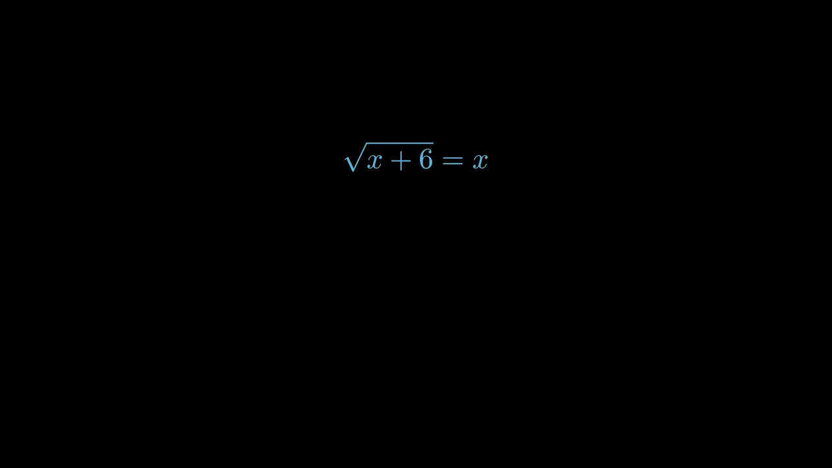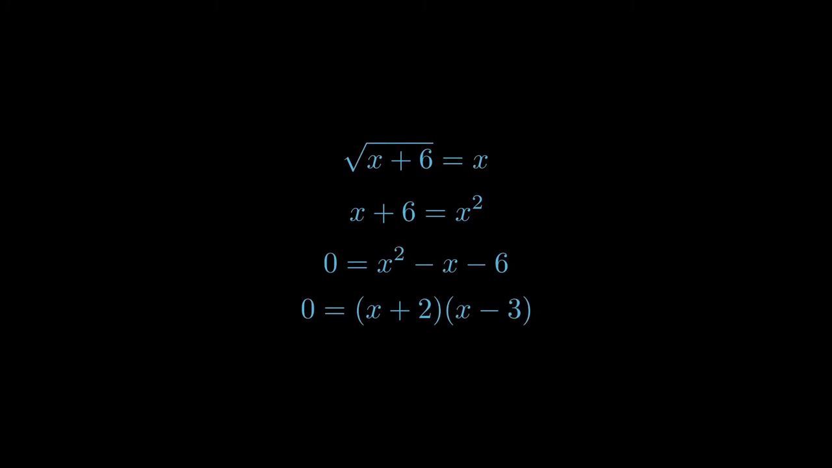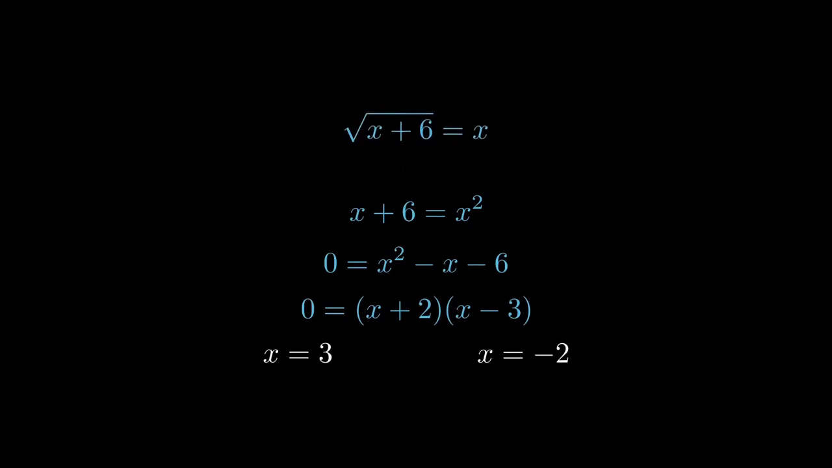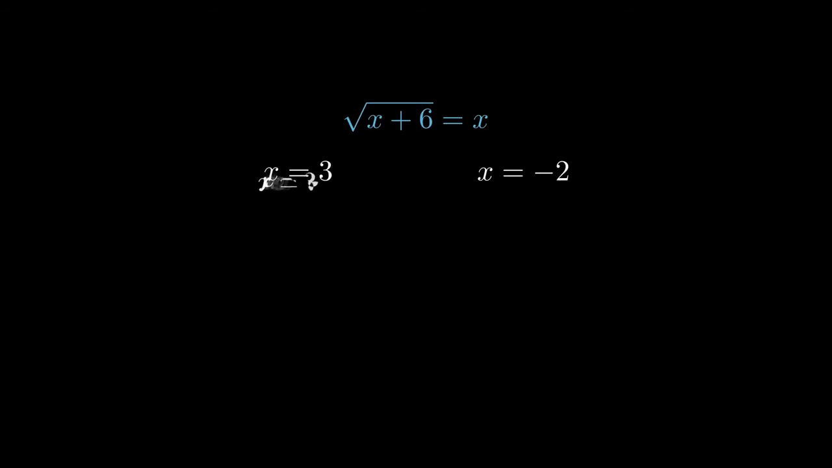For our first example, we're going to look at this simple equation. We can solve it by first squaring both sides, subtracting everything over to one side, giving us a quadratic, which we can factor, which implies that the solutions to the equation are x equals 3 and x equals negative 2. Checking these, we're going to see something interesting happens.